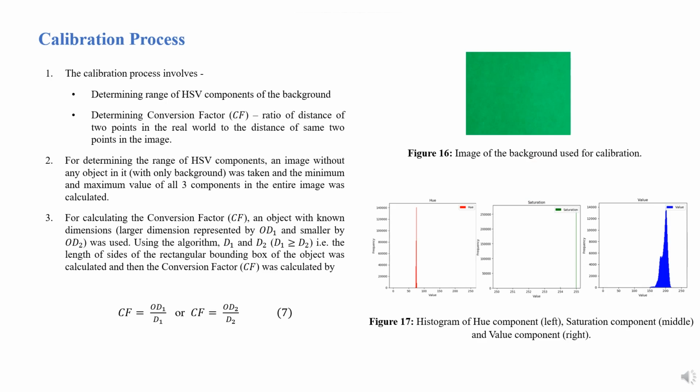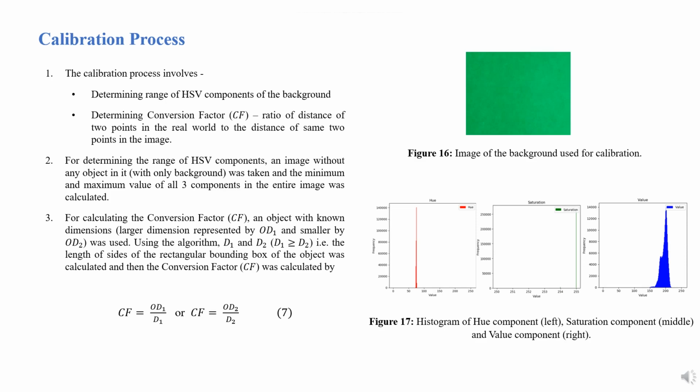The calibration process involves determining the range of HSV components of the background and the conversion factor, the ratio of the distance of 2 points in the real world and the distance of the same 2 points in the image. For determining the range of HSV components, an image without any object in it, with only background, was taken, and the minimum and the maximum value of all three components in the entire image was calculated. Figure 17 shows the histogram of all three HSV components in the background.